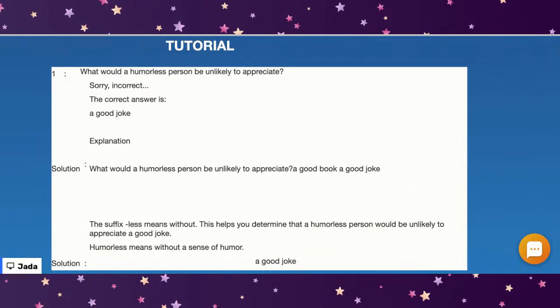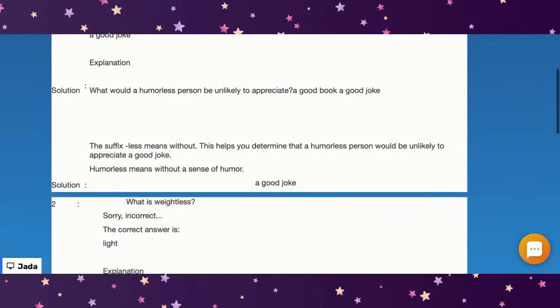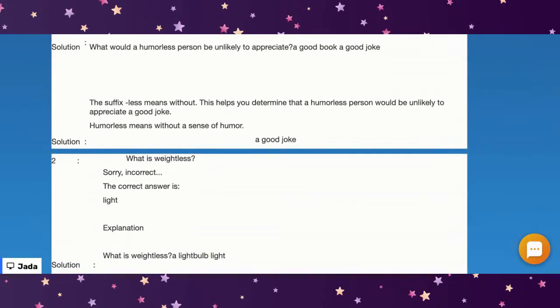What would a humorless person be likely to appreciate? So, a person who is without humor, who has no good sense of humor, would appreciate a good joke. Yes. So, if they have no humor, they will appreciate someone with a good sense of humor to entertain them.